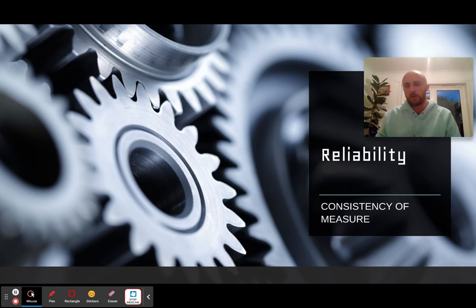So I can't use a ruler to measure your determination, your motivation, your grit, your achievement. I would use a psychometric measure, which is usually a questionnaire of some kind, to be able to actually measure this. So what we're looking at is not how valid that measurement is, not how accurate that measure is, but does it give you a consistent reading? Does it give you a consistent kind of output, if you will?